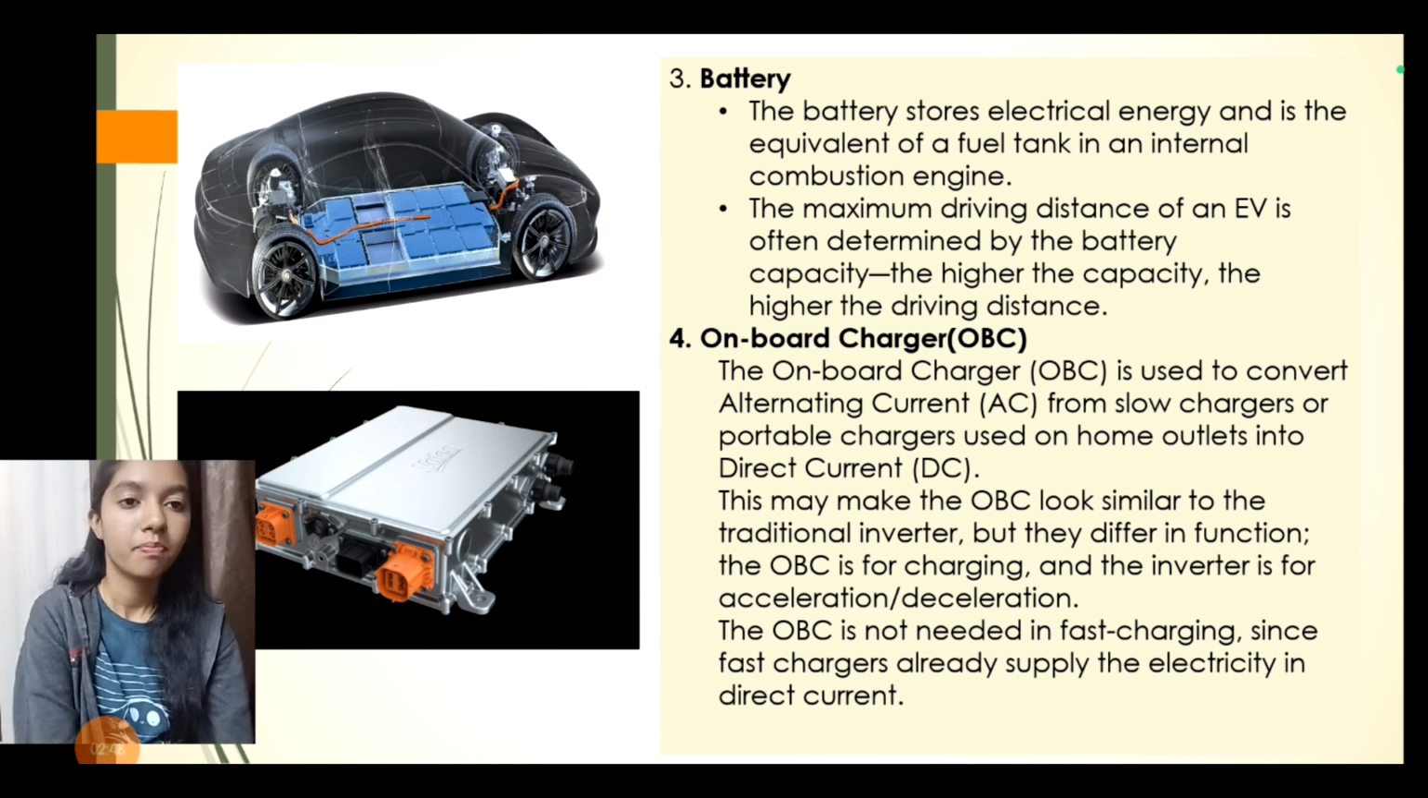Onboard charger. The onboard charger is used to convert alternating current from slow chargers or portable chargers used on home outlets into direct current. This may make the OBC look similar to the traditional inverter, but they differ in function. The OBC is for charging and the inverter is for acceleration or deceleration. The OBC is not needed in fast charging since fast chargers already supply the electricity in direct current.